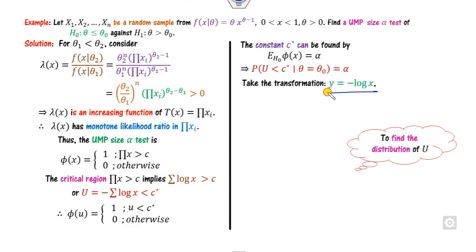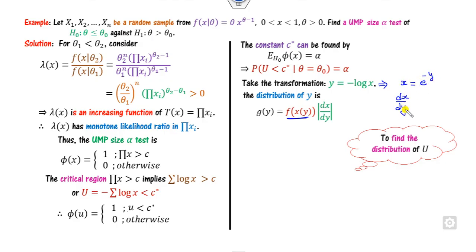I first start with y equal to minus log x. How can you find the transformation? This is the distribution of here. What is the value of this? I can find the value of x from here. X is e to the power minus y. What is dx upon dy? This is minus e raised to the power of minus y. So what is the modulus value of this? This number is e raised to the power minus y. What is the value of this? Here add the value of x. So I can write it as e raised to the power minus y to the power of theta minus 1.